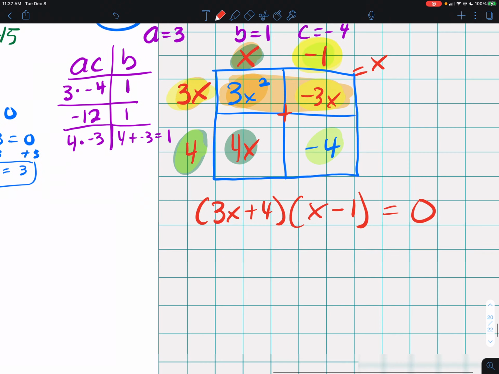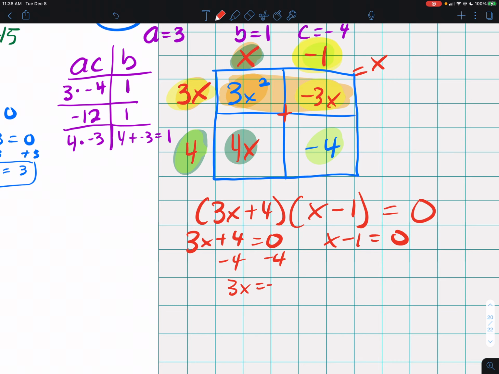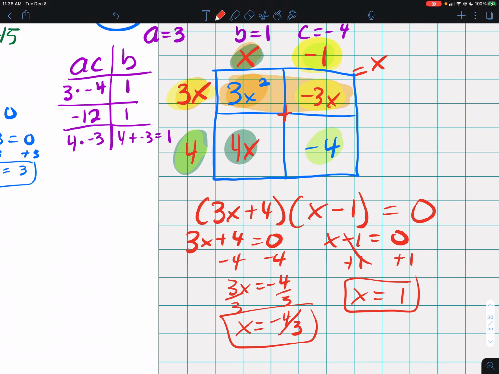And now we have to solve them. 3x plus 4 equals 0, or maybe x minus 1 equals 0. Subtract 4. 3x equals -4, divide by 3. X equals -4 thirds. Add 1, add 1. X equals 1. So our two answers are 1 and -4 thirds.